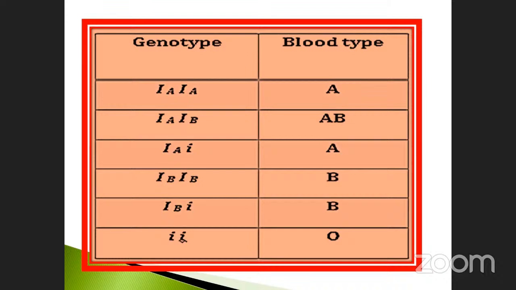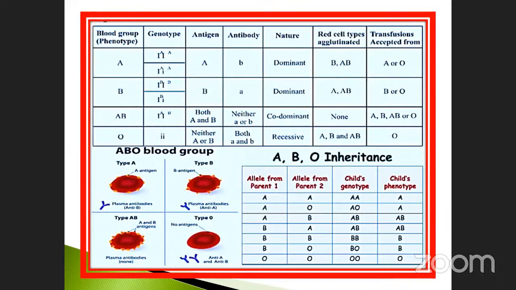When you see the blood type in the next slide, you can understand. See here, the blood group phenotypes: blood group A, B, AB, and O. A means the genotype is IAIA, otherwise IAi. So these are the two possible genotypes. What will be the antigen? For each blood group, a corresponding antigen will be present. The antibody will differ, as you already know.